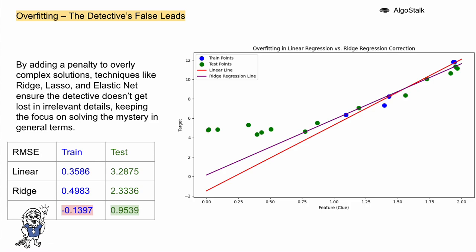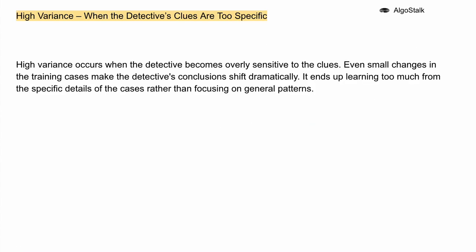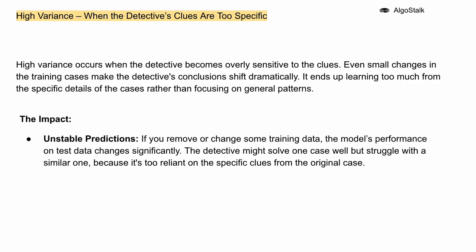Detective finds a good generalized solution by trading off just a bit on the training cases. High variance occurs when the detective becomes overly sensitive to the clues. Even small changes in the training cases make the detective's conclusion shift dramatically. It ends up learning too much from the specific details of the cases rather than focusing on general patterns.